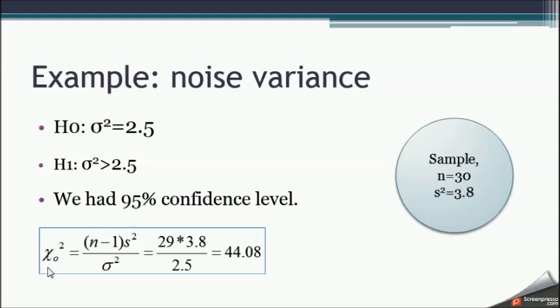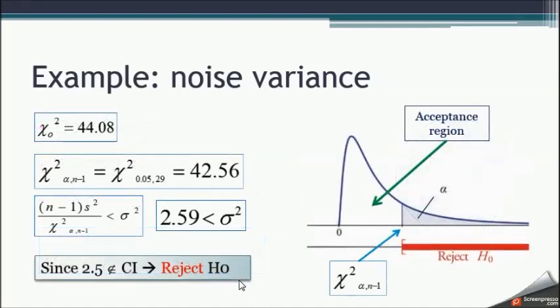So we have calculated previously the chi-naught square to be about 44. This is a one-sided test, as we have seen. This is the critical value of chi-square, alpha, and n-1. This is the acceptance region. This is the rejection region. Previously, using this statistic of chi-naught square, we rejected the null hypothesis. Now we are going to use the confidence interval to see what will happen. This is the chi-naught square, 44. This is the critical value here for rejection, which is 42.56.